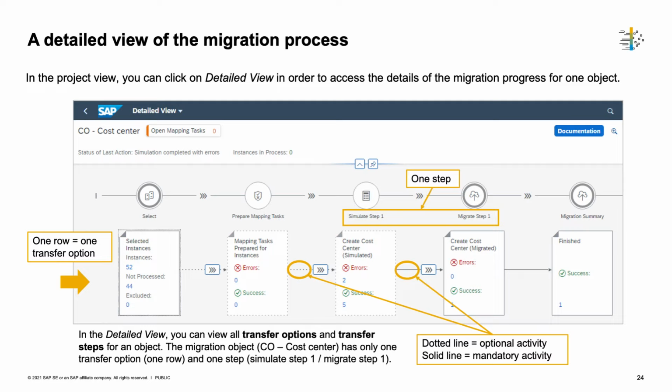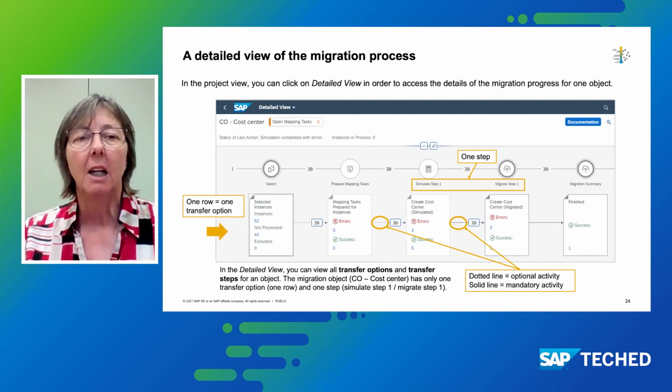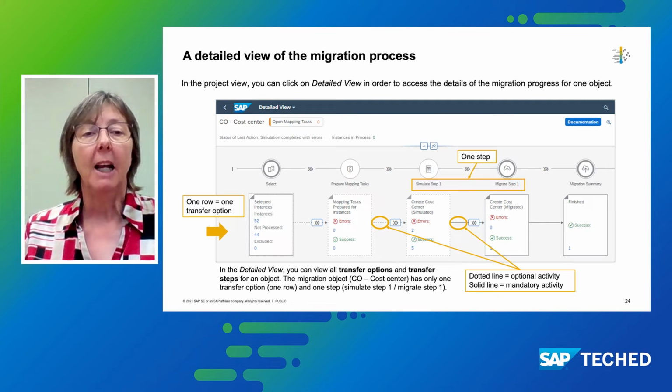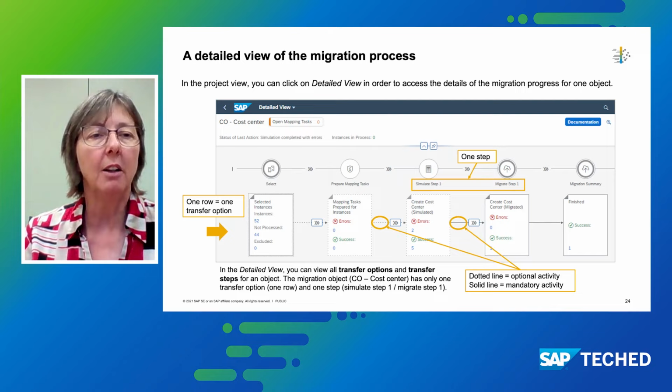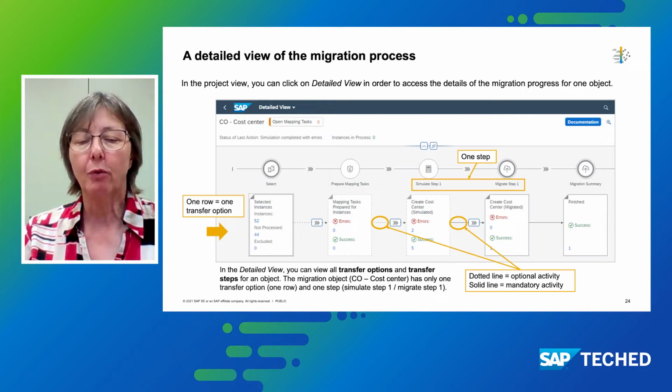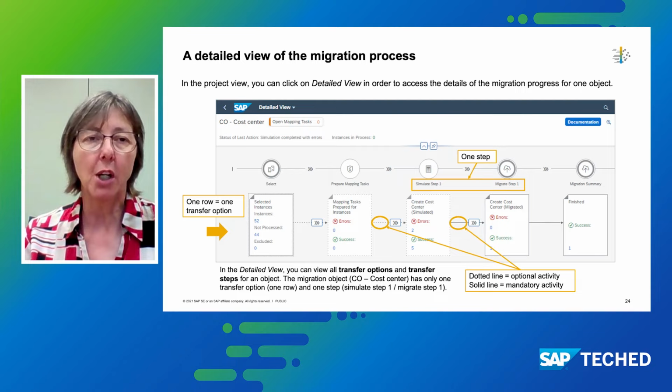Yeah, we have in 2021, again, a new screen, which is a detailed view of the migration process. When you are in the project screen, you now find an additional link, which is called detailed view. With this link, you get to this screen. On this screen, you see the different steps which might be used by the object. And in case this object has different transfer options, you also see these transfer options here. This detailed view is especially useful in case of errors or for very complex objects, such as, for example, fixed assets. This object has a lot of steps, and now you can see them on this screen.